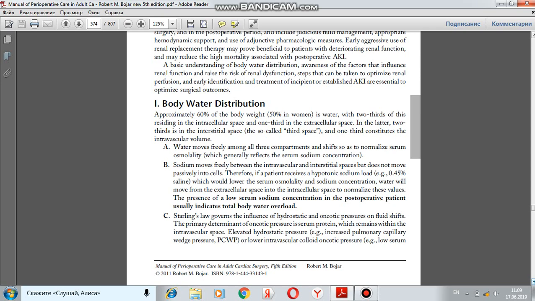Therefore, if a patient receives a hypotonic sodium load, such as 0.45% saline, which would lower the serum osmolality and sodium concentration, water will move from the extracellular space into the intracellular space to normalize these values. The presence of a low serum sodium concentration in the postoperative patient usually indicates total body water overload.